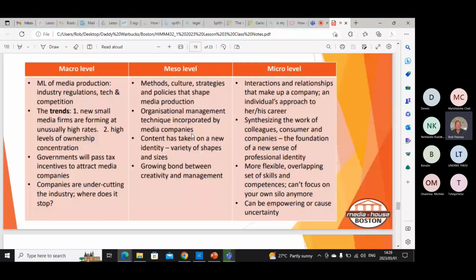So guys, macro is the big level, micro is the small level. Macro is looking at industry, regulations, competition and government regulation. Micro is looking at relationships, individual approaches, synthesizing of work, etc. So compare and contrast. You can even argue that macro tends to be focused on old traditional media, your big media, and micro tends to be focused on new digital media. Not always, there's a huge overlap, but there we go.